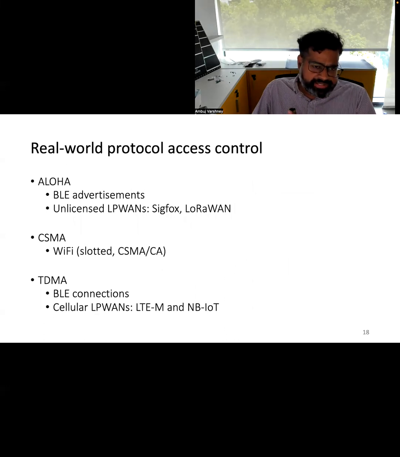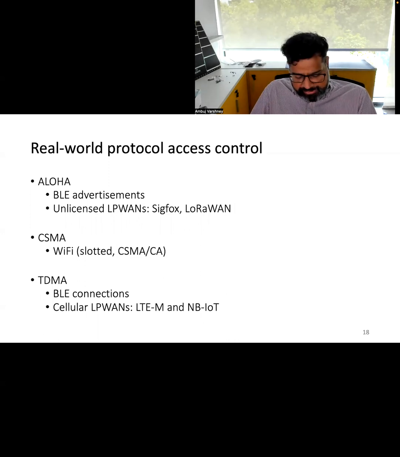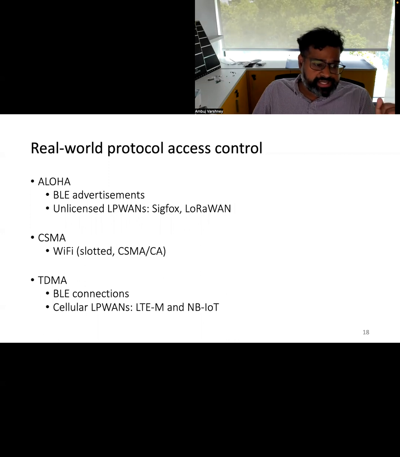So what are the real-world protocols that use these mechanisms? When we talk about Aloha, which is the simplest protocol that we had seen, Bluetooth advertisements, or for example, long range wireless networks such as Sigfox and LoRaWAN, they actually use this mechanism for mediating access to the medium. CSMA is very widely used in Wi-Fi, especially the slotted variant. TDMA, or time division multiple access, is used in Bluetooth, but in the connection mode. So when you have established a connection between two devices, you often use the TDMA mechanism. It's also used in cellular low power wide area networks such as narrowband IoT and LTE.